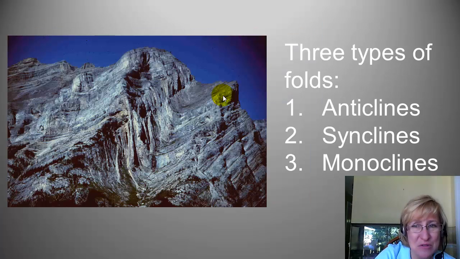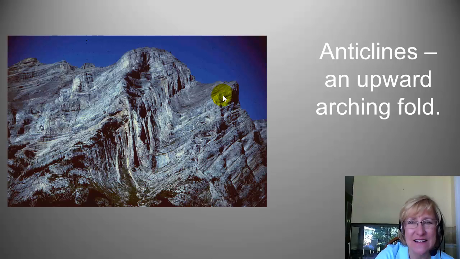There are three types of folds: anticlines, synclines, and monoclines. An anticline is an upward arching fold. So this is an example of an anticline fold right here. And I remember that because it looks like the letter A, and anticline starts with A. I always have to have tricks to remember things.